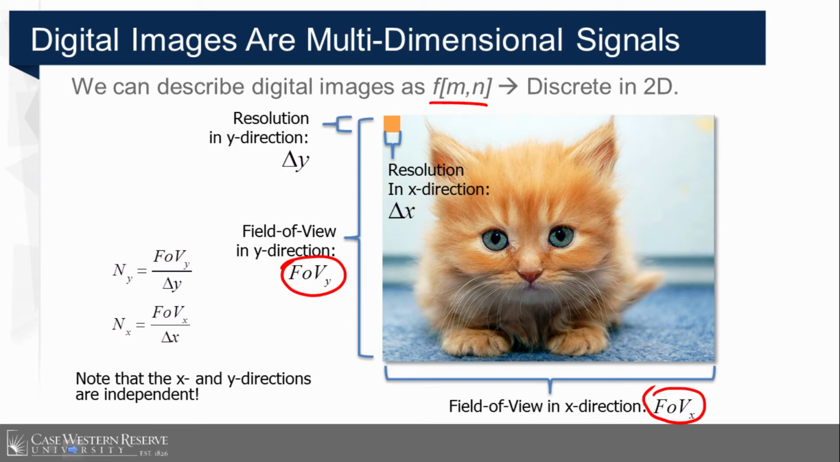We can describe the number of pixels that are contained in our image by taking the field of view in one direction and dividing it by the digital resolution. So the number of pixels we'll have in the y direction is the field of view in the y direction divided by delta y. And the number of pixels we have in the x direction is again the field of view in the x direction divided by the resolution in the x direction. And so the total number of pixels that we have in our image will be nx times ny. And again, the x and the y directions are completely independent here. We don't have to worry about affecting one direction if we change the other direction.